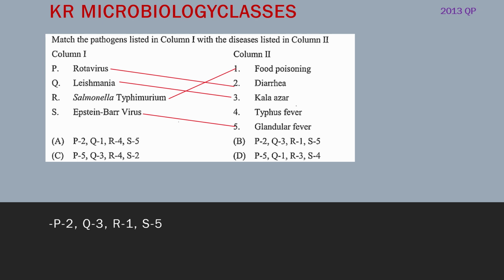Here, something tricky and confusing is Salmonella typhimurium and typhus fever. The names are similar, right? You may get confused, but remember that typhus fever is caused by Rickettsia. Salmonella typhimurium is always connected to food related disease. Salmonella typhi causes typhoid. Of course, fever will be there, but mostly it is related to food poisoning, because of the contaminated food. Let's move on. So here the correct option is option B. Let's move to the next question.